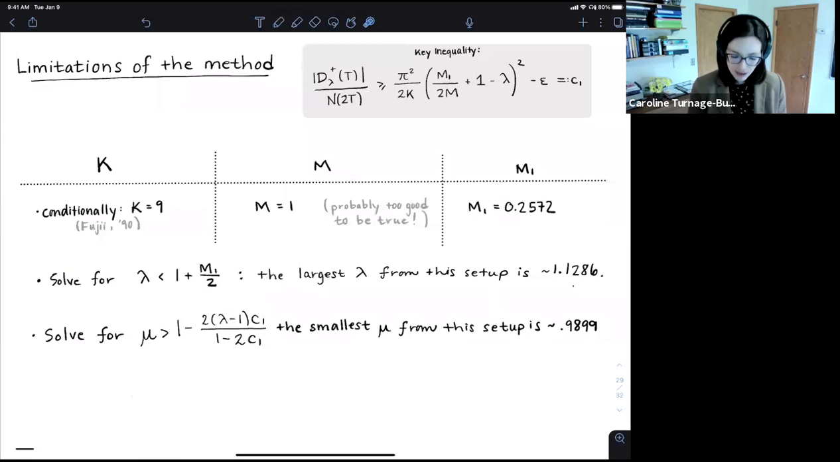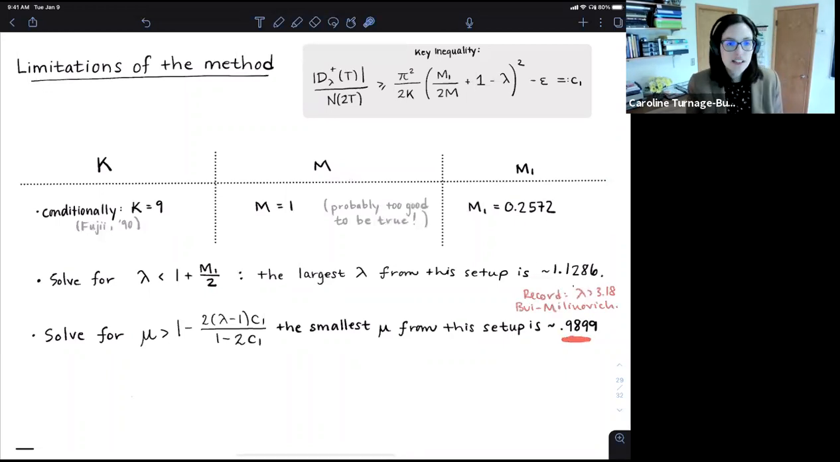However, I should say that the large gap results, the record right now is 3.18, and that's unconditional, right? So a different method gives you something better. And for small gaps, it seems from the setup you could get quite further away from 1 than what I was first describing, but still quite a ways to go to a half.